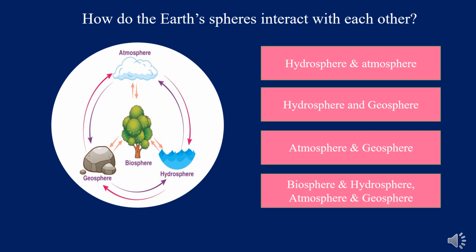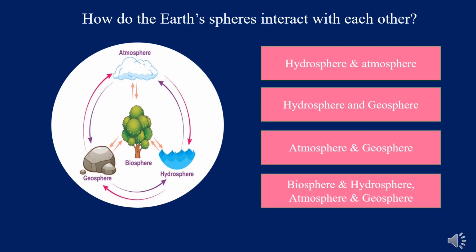So then let's know how the spheres interact with each other. No sphere works on its own. All the spheres in the system interact and overlap. In this section, we discuss the various interactions that occur among the spheres. So the first one is hydrosphere and atmosphere. The evaporation that occurs in the hydrosphere forms the medium for cloud and rain formation in the atmosphere. The atmosphere brings back this water to the hydrosphere in the form of rain.